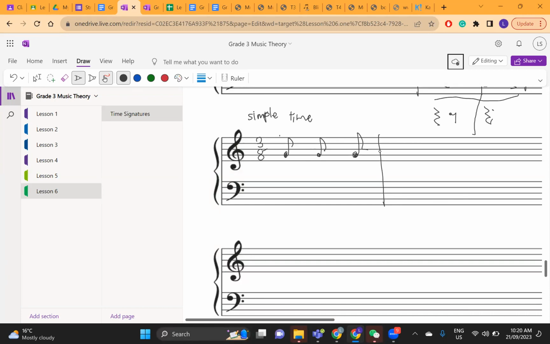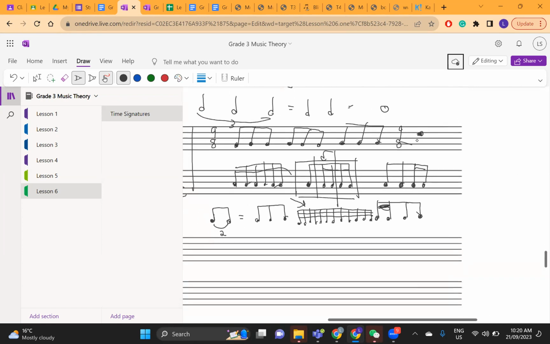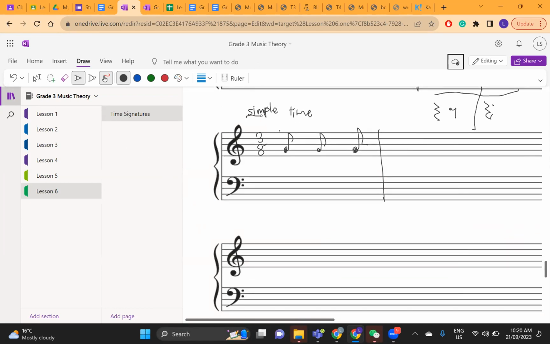So you can't do stupid stuff. You can't do compound time stuff, which I like to think is stupid stuff because you can do all of this. But 3/8 is in simple time, so all the compound time just doesn't work in 3/8. And if you do it, you'll get penalized in the exam, and you don't want to do that. So that's 3/8.